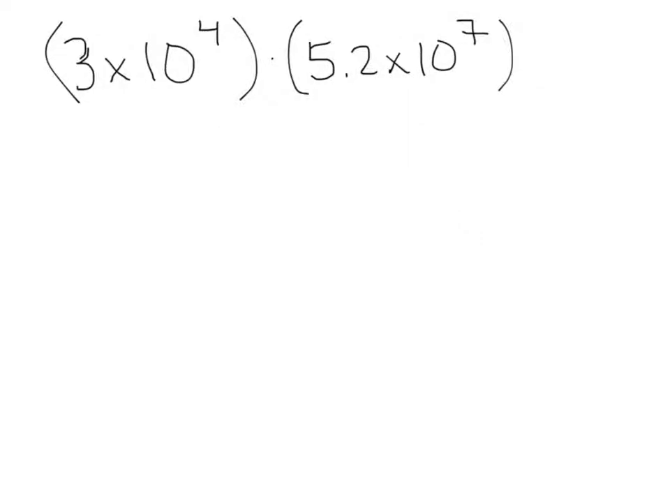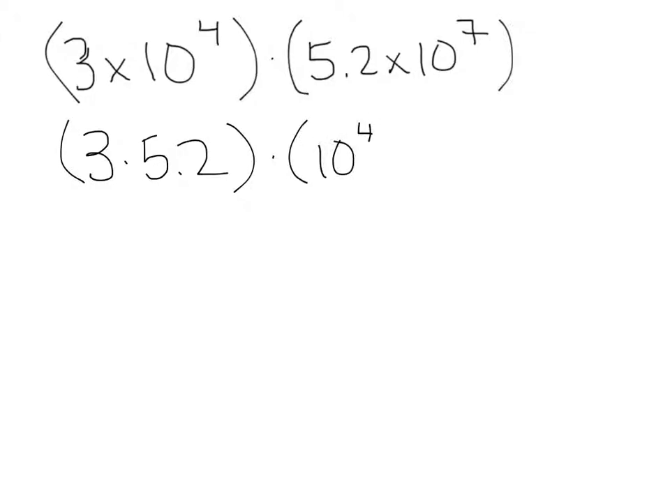Here's an example of multiplying in scientific notation. Here are the two numbers that we're multiplying, 3 times 10 to the 4th and 5.2 times 10 to the 7th. In order to multiply in scientific notation, you actually multiply the leading digit numbers and their decimal extensions together. So you multiply those together and you multiply the tens together.